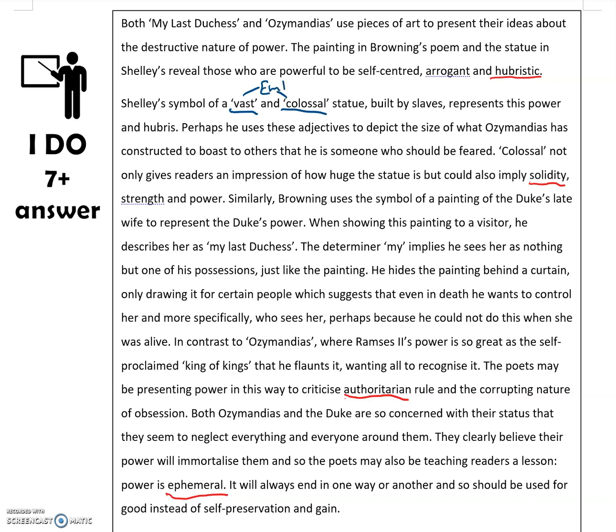So please annotate if you have not done so. If you have and you've got it right, I would like you to tick it. So well done if you have been doing that. And you've got represents as power and hubris. So again, it's a very clear point.